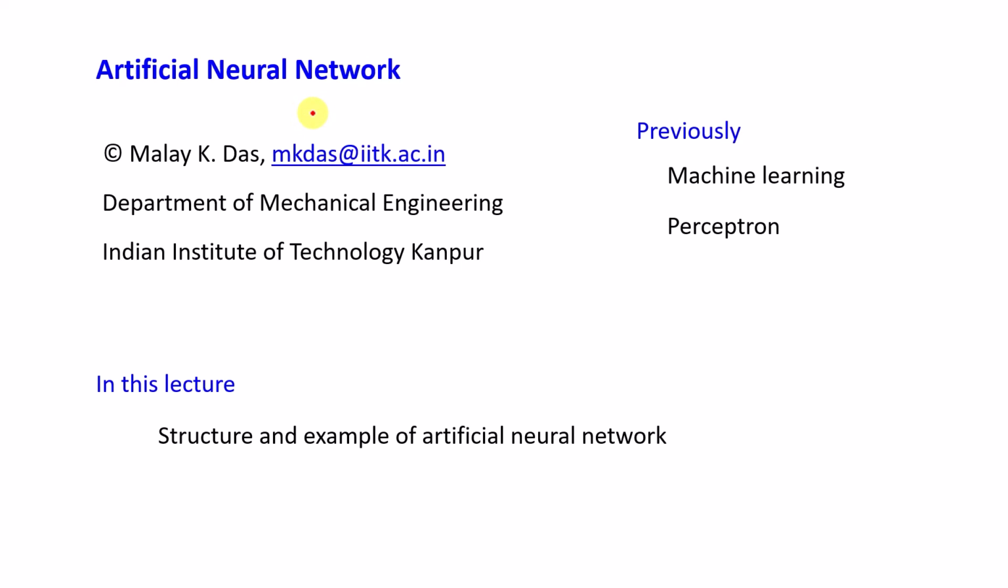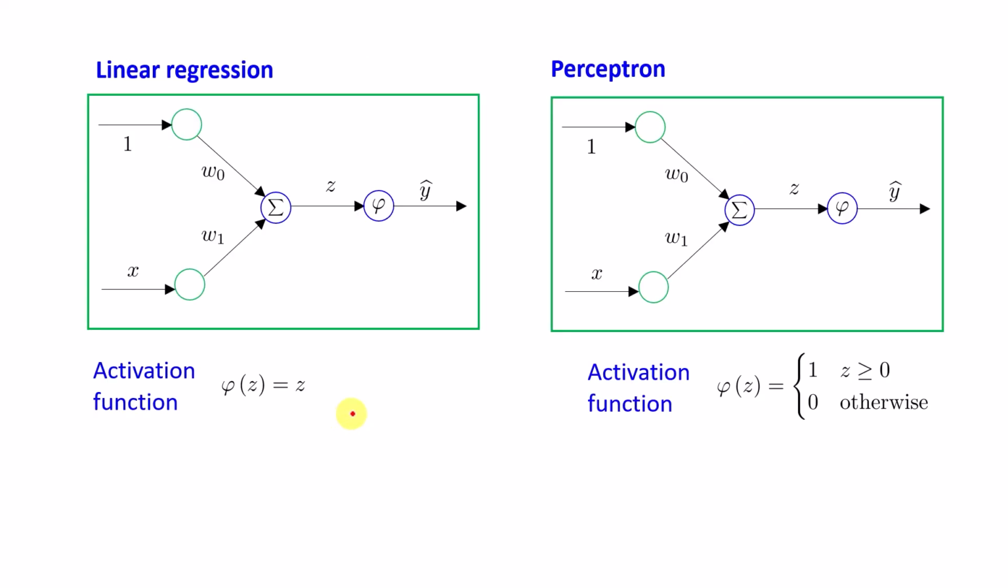That means we will take a bunch of artificial neurons, put them together and see what they can do for us. So in this lecture, we'll see structurally how an artificial neural network looks, and then we'll look into an example of an artificial neural network. We started our discussion, if you remember, by generalizing certain structures that we have already used in other topics.